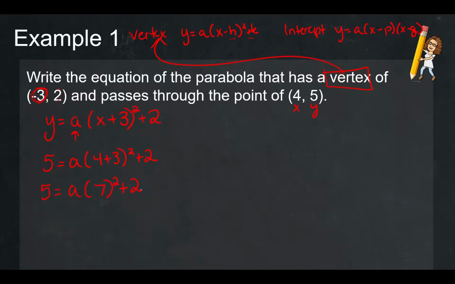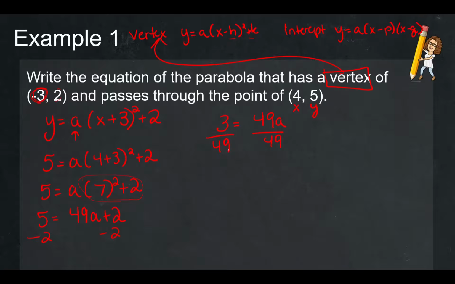Now be careful, something that a lot of people try to do is add these two together. Okay, that is not the case. Can't do that. Nope, nope, nope. Because this is technically 7 squared times a. So I'm going to rewrite this so I can see that. I'm going to write that as 49a plus 2. Subtract 2 because I'm solving for a. We're going to get 3 equals 49a, divided by 49.